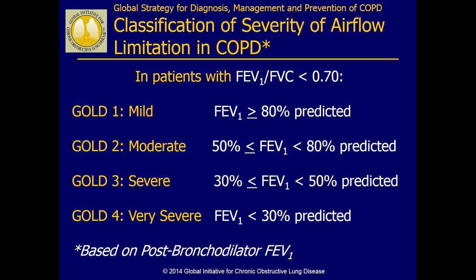The next step in a COPD assessment is assessing the severity of airflow limitation. This slide shows the GOLD spirometry stages based on post-bronchodilator FEV1. GOLD defines COPD based on an FEV1 to FVC ratio less than 0.7. Once that criteria is met, the severity of COPD is graded based on the FEV1, using the cutoffs shown in this slide, leading from mild COPD to very severe COPD with an FEV1 less than 30% of predicted.